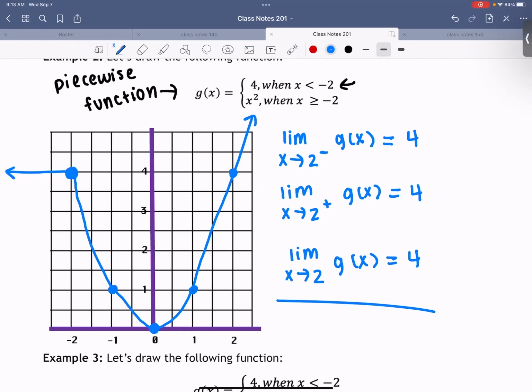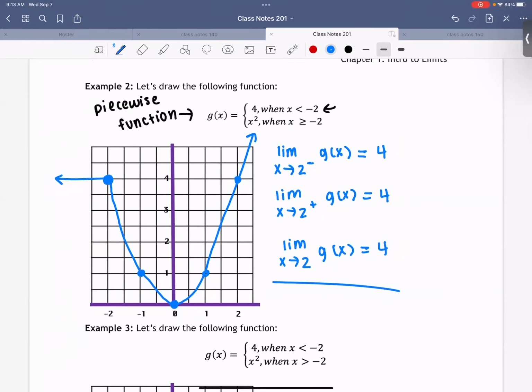Good. All right, let's try a different function. It's going to be slightly different. I'm going to talk about how the limit may or may not be different.